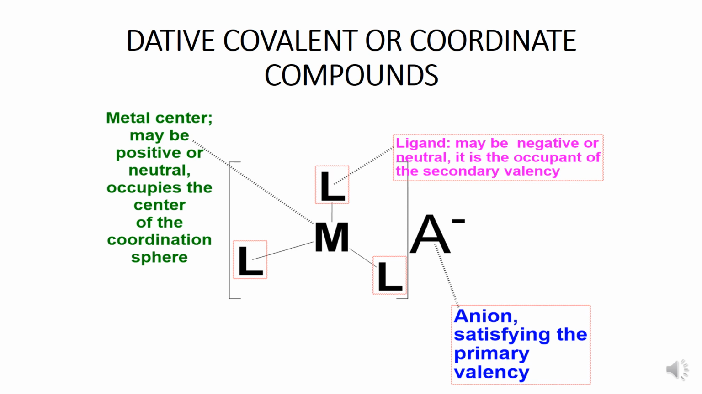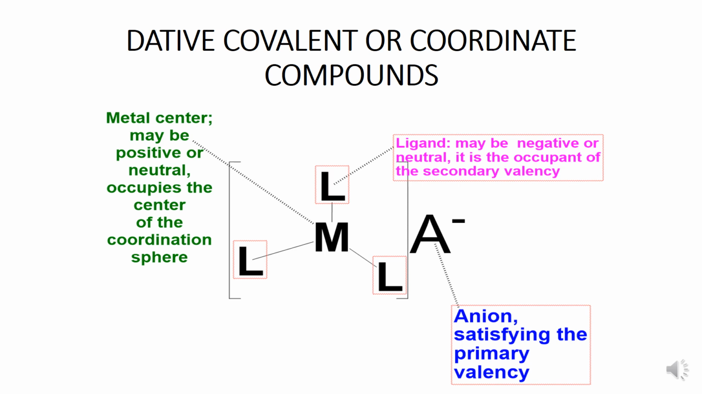A dative covalent compound or a coordinate compound is a compound that has a metal center, as you can see in our slide, M, and ligands surrounding it in an orderly geometric form. We call it spatial, S-P-A-T-I-A-L, spatial orientation. It occupies a definite position within the coordination geometry.